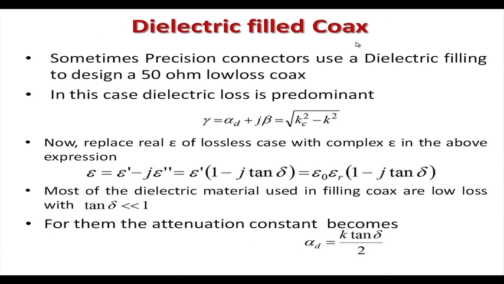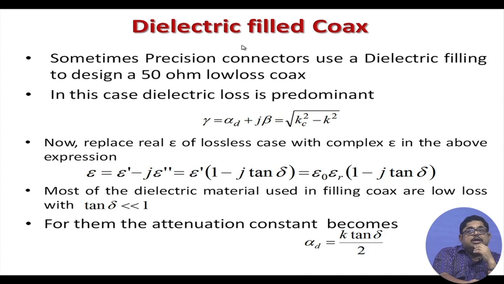Now people thought that instead of making an air-filled guide, we will make a dielectric-filled coax. Obviously that will make the dielectric loss more, so loss will become more, but we will have more flexibility in choosing the diameters. So that is the practice now: precision connectors use a dielectric filling to design a 50 ohm low loss coax. In this case, the dielectric loss will be predominant, that is more than the conductor loss.